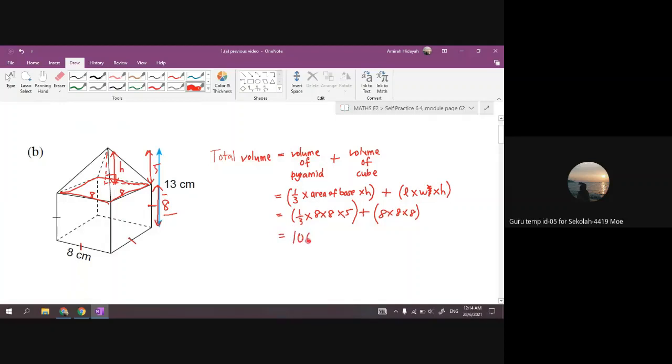So you will get volume of pyramid 106.67 plus volume of cube 512 equals 618.67 centimeter cubic. Remember, the height of a pyramid is the upright height only, not the slant height. This is the slant height S, not the upright height H, right?